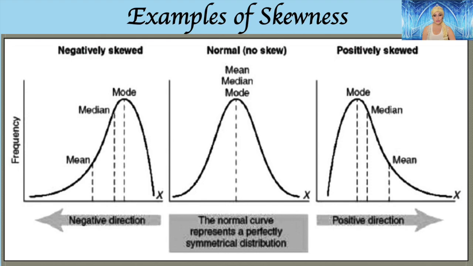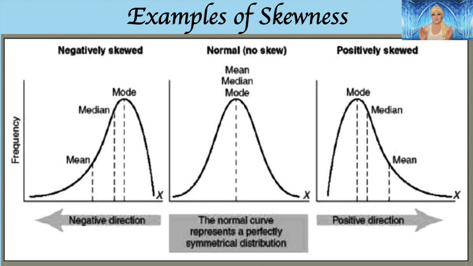Once again, you will notice that in a positively skewed distribution, the mode, the most frequently occurring score, is below the mean. It is below the average, as well as the median. So if the average is higher than the mode, and if the average is higher than the median, it's a good indication that you will have a positively skewed distribution.